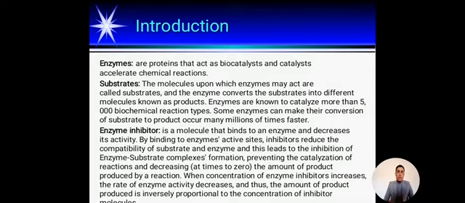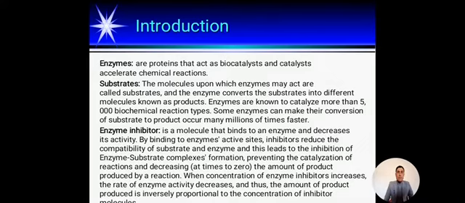Enzymes are proteins that act as biocatalysts and catalyze, accelerate chemical reactions. What are substrates? The molecules upon which enzymes may act are called substrates. And what is an enzyme inhibitor? It's a molecule that binds to an enzyme and decreases its activity.